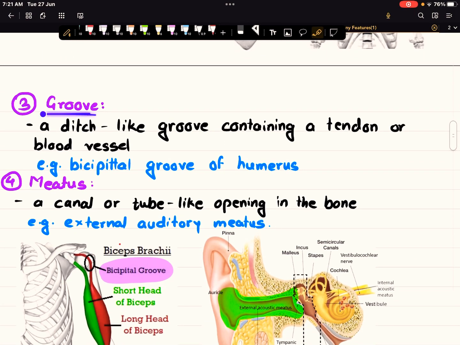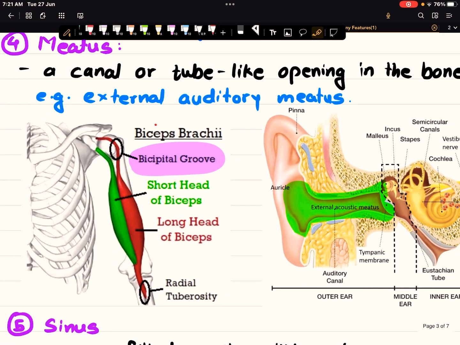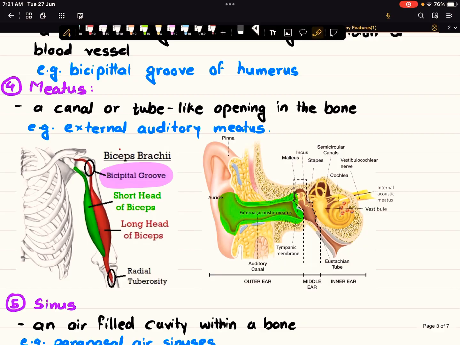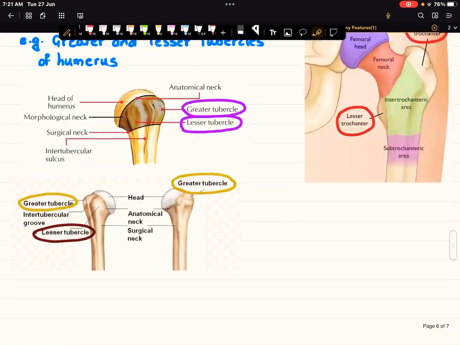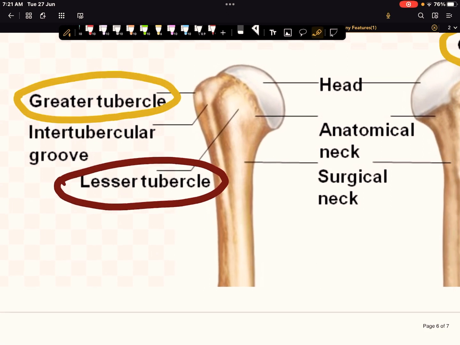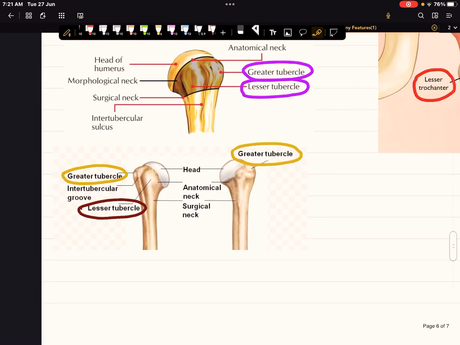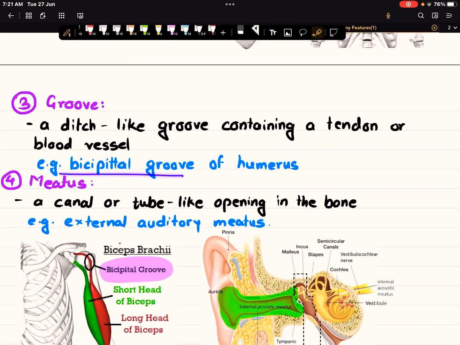Now groove is nothing but a ditch-like groove containing a tendon or a blood vessel. The classical example of a groove is the bicipital groove, which forms the passage of the long head of biceps brachii. If we want to see this bicipital groove in a clearer view, I have another diagram. Here you can see that between these two tubercles, this is the greater tubercle and this is the lesser tubercle, this is a long groove-like structure. It is nothing but the intertubercular groove or bicipital groove of the humerus.